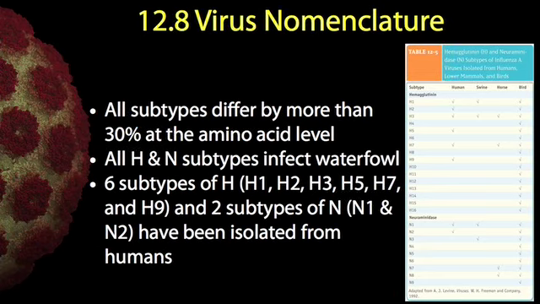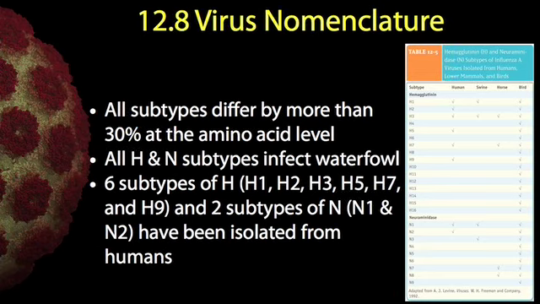So each subtype, H1 and H2, for example, differ from each other. Those hemagglutinin molecules differ by about 30% at the amino acid level. So it's still a hemagglutinin molecule, but they are fairly divergent, so only about 70% identical at the amino acid level. Okay. And only 6 subtypes of hemagglutinins have been found in viruses that infect humans. That's H1, H2, H3, H5, H7, and H9. But really only H1, H2, and H3 are in influenza viruses that spread between humans.